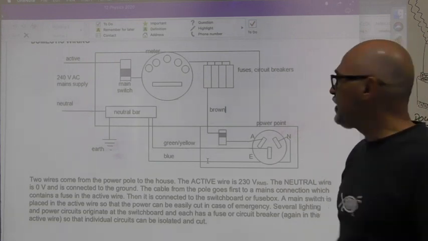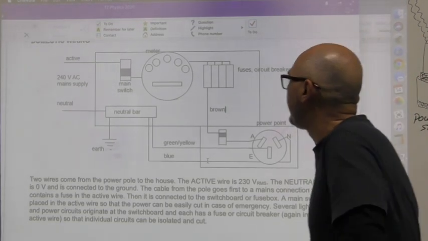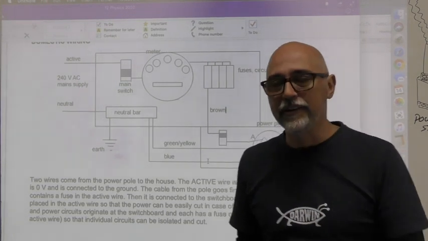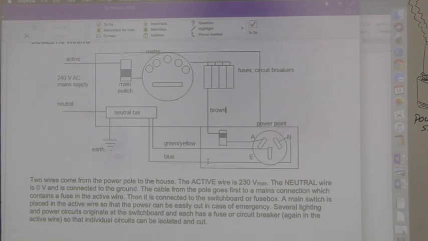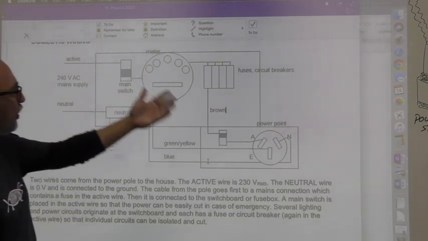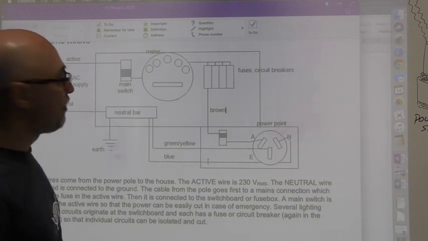Domestic wiring. Ever wanted to do your own electrical work at home? It's not as hard as it sounds, okay? Completely illegal, but not as hard as it sounds. Here we have a description of how power is supplied, where it goes in your house, what each component in your power box does, all right?